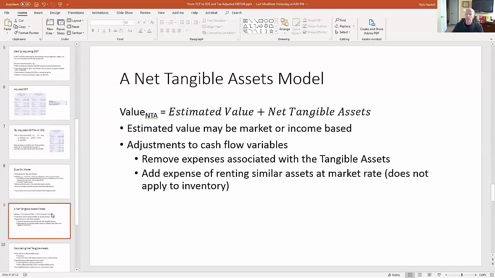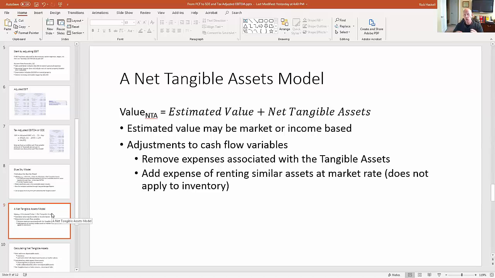So I've told you what we're going to do here with the blue sky, but now let's think about it from just a net tangible asset model construction. So I'm going to say that value based upon a net tangible asset model is going to equal whatever the estimated value is, market or DCF from the cash flows, and even a market multiple model is going to have a cash flow component to it because it's going to be an enterprise value multiple. That's going to be enterprise value divided by EBIT or enterprise value divided by free cash flow or enterprise value divided by EBITDA or SDE. All of those have a cash flow component to them.